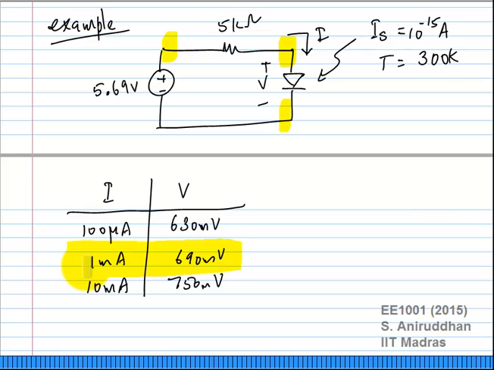Now it's very clear that this voltage is 0.69 and I is 1 milliamp. What do you do next? Suppose I want to find out what will happen if I applied a delta Vs. All these currents and voltages will change. I want to find out the behavior of the circuit. What do I need to do then? I need to figure out Rd, correct?